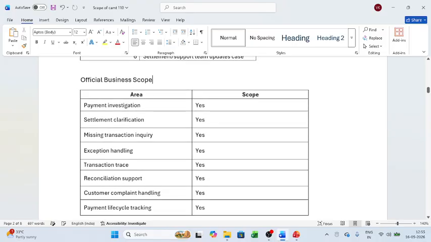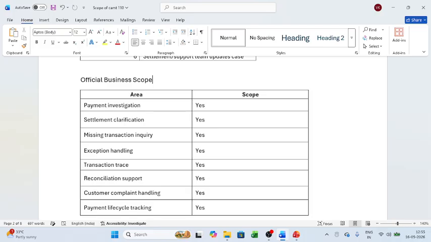Okay, what is the business scope? Whenever your payment is stuck anywhere, payment investigation, that is a scope. You need a clarification about your settlement, whether my settlement has happened or not, that you might not be aware of. On that time you raise the camt.110. Missing transaction inquiry: something I missed out in my transaction inquiry. It might be stuck in some bank in your payment chain. You need to raise the camt.110. Exception handling: mostly they raise the camt.110. Transaction trace: because you need to trace your transaction.